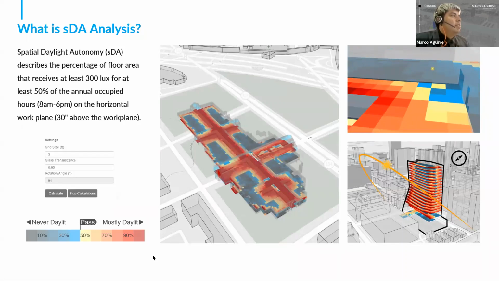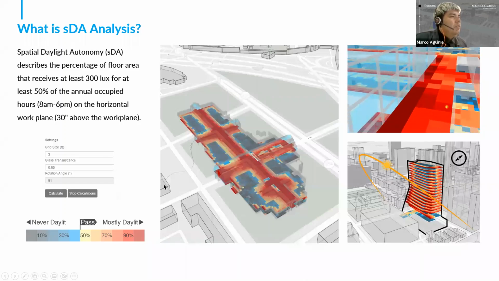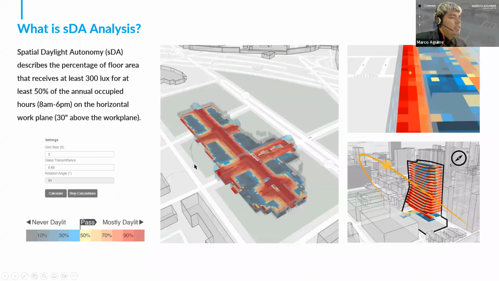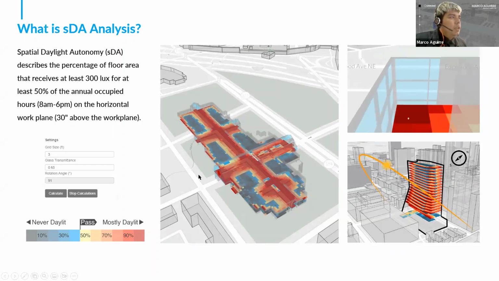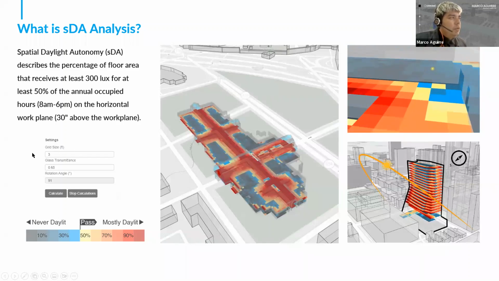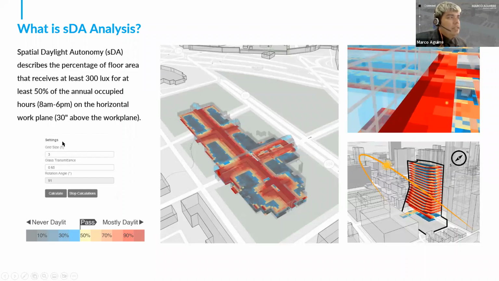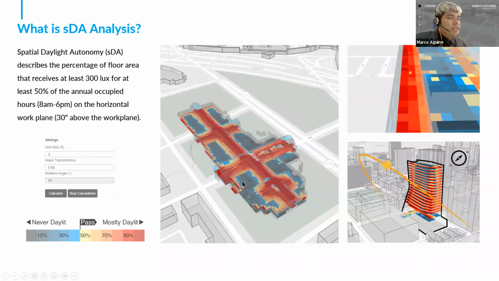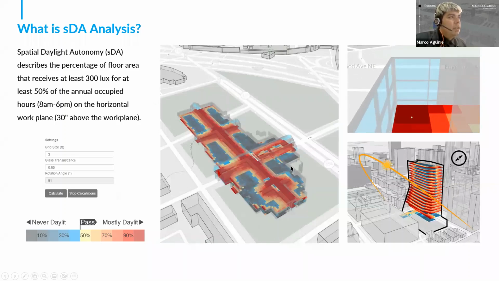The SDA analysis itself stands for Spatial Daylight Autonomy. If you haven't run this analysis before and you're not familiar with it, how this analysis is conducted is that we take each floor plate within the model, and then we divide it into grid points. The size of each grid point is determined by the grid size input. The smaller the grid size, the more grid points you're going to have in your daylight model. Therefore, the longer it's going to take to calculate the daylight percentages and generate the daylight map.